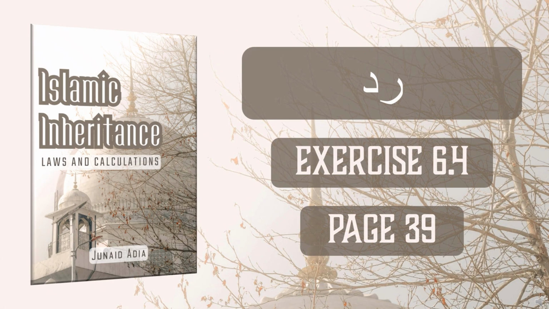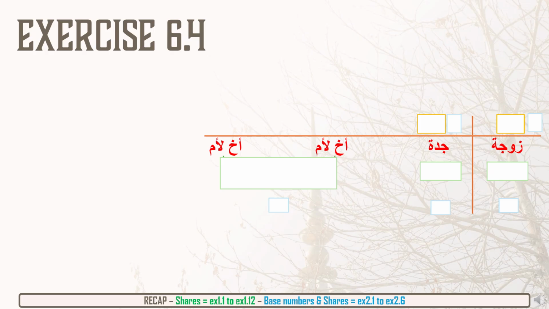Bismillahir Rahmanir Rahim. In this video, we will go through the example in exercise 6.4. This is within the Radd section and can be found on page 39 in the Islamic inheritance book. In this example, the deceased has left behind a wife, a grandmother, and two maternal brothers.